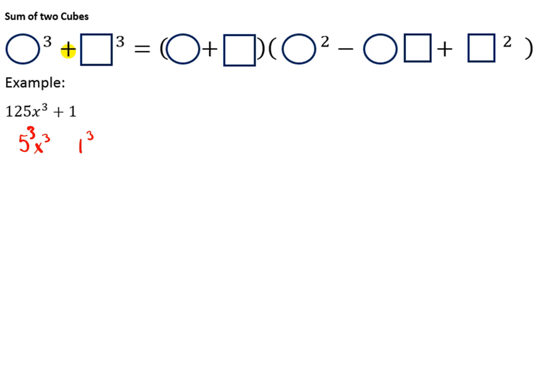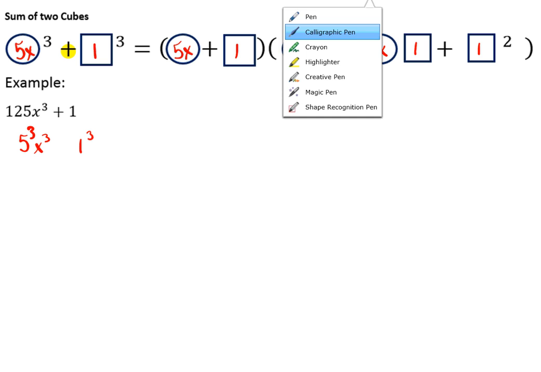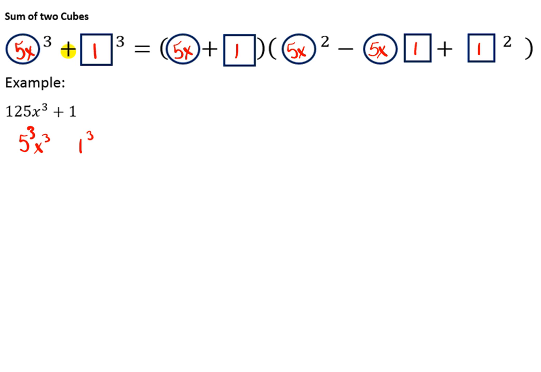What goes in the circle is 5x. What goes in the box is 1. And again, every time I see a circle, I'm going to put a 5x in. Every time I see a box, I'm going to put 1 in. I'm going to pay very close attention to the fact that I had a sum here, which gives me a sum there, and subtraction there, and this one is always positive. Again, I want to pay attention to the fact that I have some squaring going on that I'm going to have to take care of.